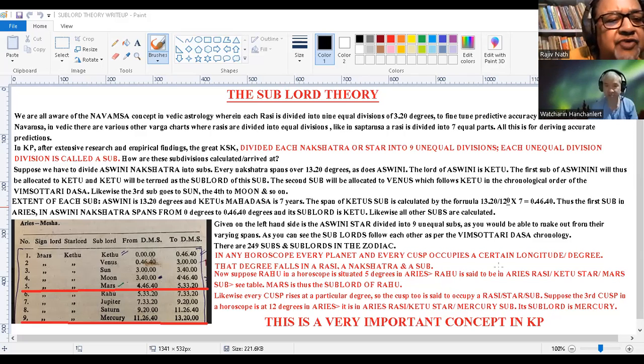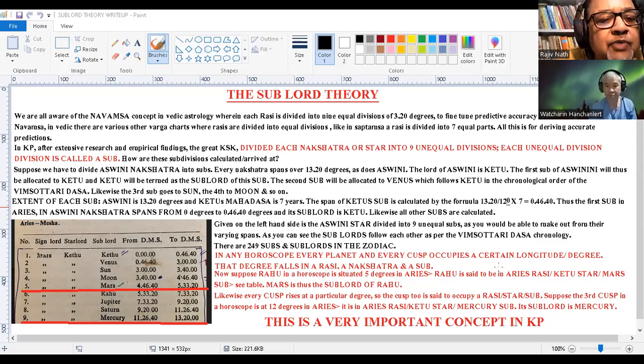I have given one illustration of the entire Ashwini, how it is to be divided. Now I am reading on. The second sub will be allocated to Venus, which follows Ketu in the chronological order of the Vimshottari Dasha. Likewise, the third sub goes to Sun, the fourth to Moon, and so on. The extent of Ashwini is 13 degrees 20 minutes, and Ketu's Mahadasha is 7 years. The span of the Ketu sub is calculated by the formula we have already discussed.